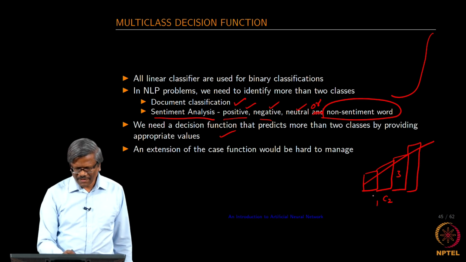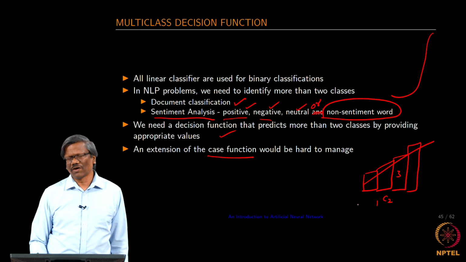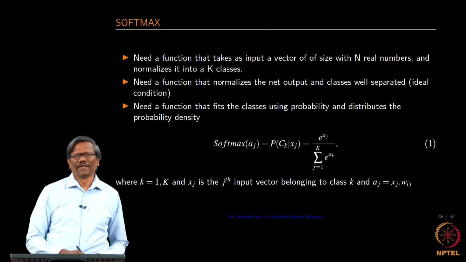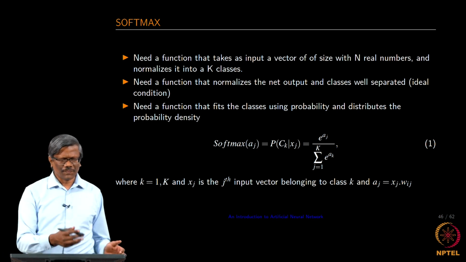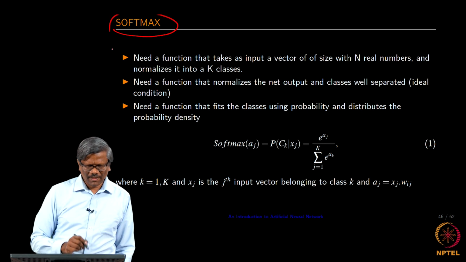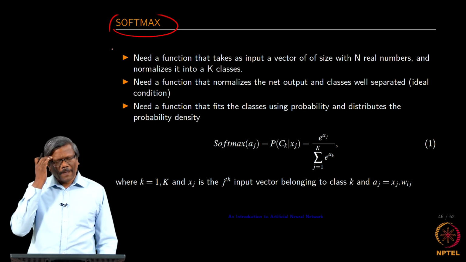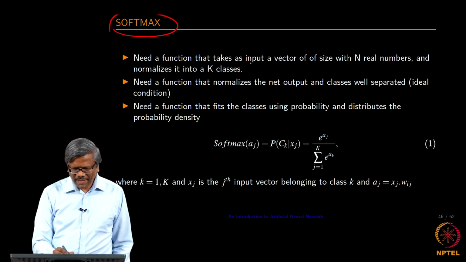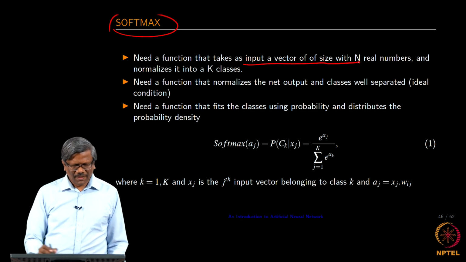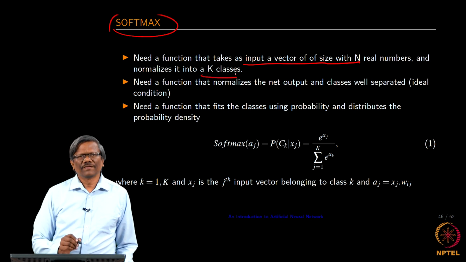As I mentioned, the extension of the case function is very hard to manage. So, we need to definitely have one function that allows us to predict more classes. That is where softmax comes into the picture. Okay. So, it has to take a vector of size n and then finally create k classes.